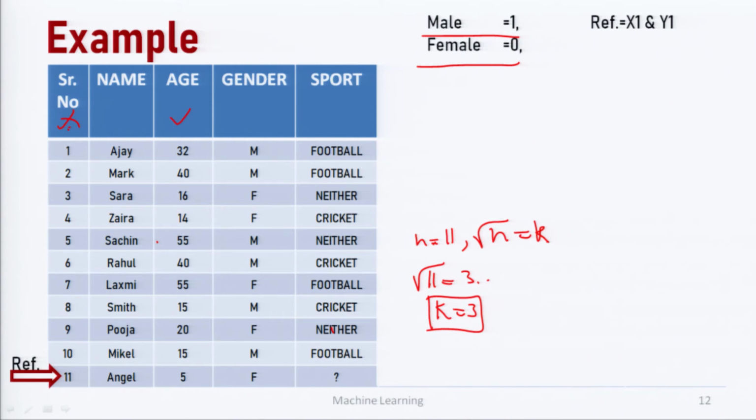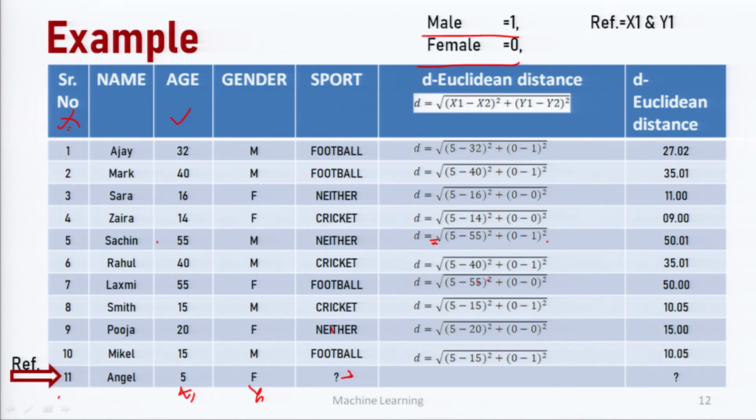So, how will we now apply the KNN algorithm and find out whether she plays cricket or football or neither of the two? This is taken as the reference, x1 and y1, and x2 and y2 are the rest of the values. Here, in the Euclidean distance, x1 and y1 are the reference values and x2 and y2 are the values of these samples. Based on that, their values are calculated.